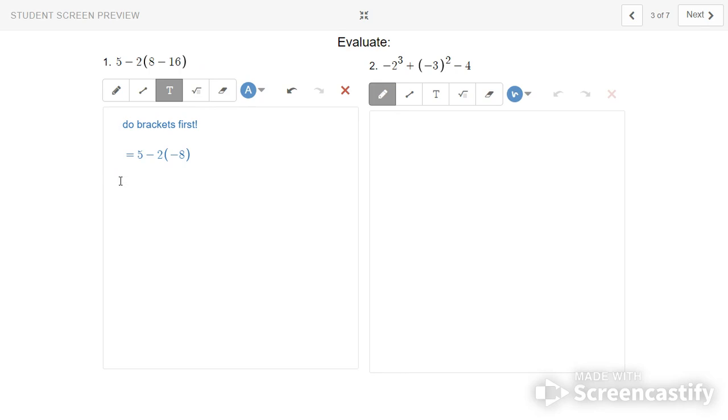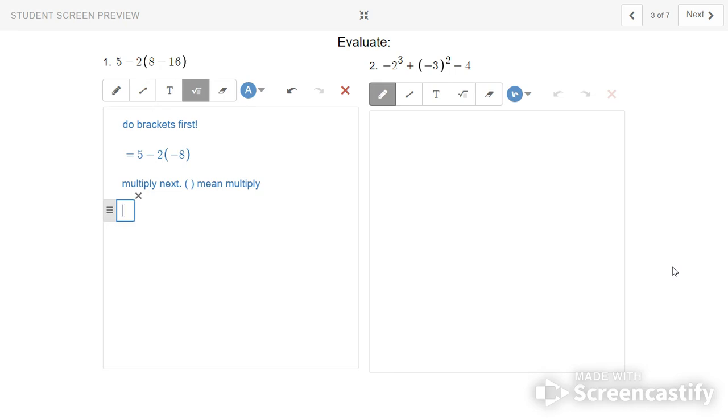Next thing we're going to do, since there's no exponents, I'm going to do multiplication and division. No division, this bracket here means to multiply. So I'm going to multiply next. Now, let me clarify the brackets here. There's no operations that I could do inside the bracket. So if I just have a number and a bracket with another number, it means to multiply.